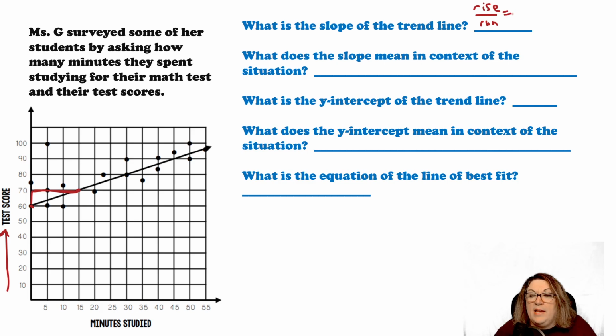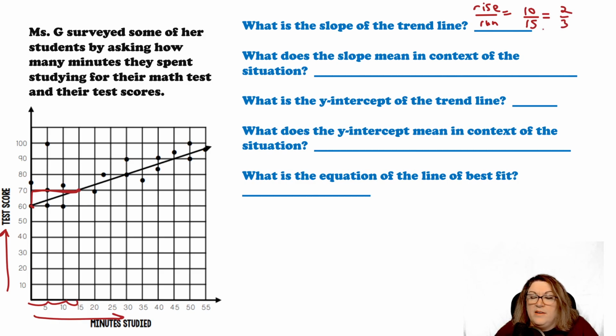So that would be 10. And then our run is 3 squares, and these are counting by 5. So this would be 5, 10, 15. Okay, because again, this x-axis is not counting by ones. It's going 5, 10, 15, like that. Okay, and we can reduce that slope by dividing both by 5, and our slope ends up being 2/3.